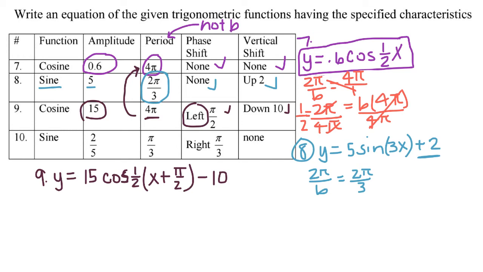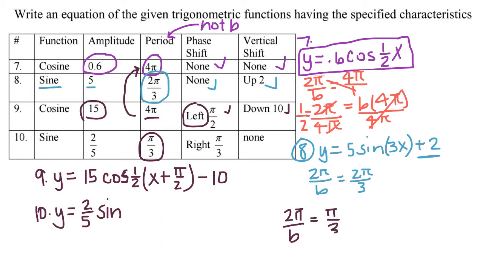That is cosine there. Okay, so moving on, number 10, same idea. We have y equals, our amplitude is 2/5. We have a period of pi over 3. Now our function is sine, so let's see what our b value is going to have to be in order for this to happen. So let's see, 2 pi over b, and that has to be equal to pi over 3.